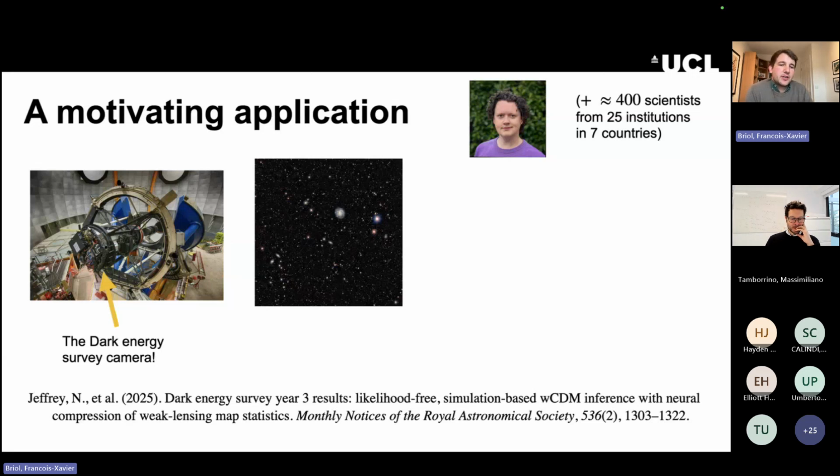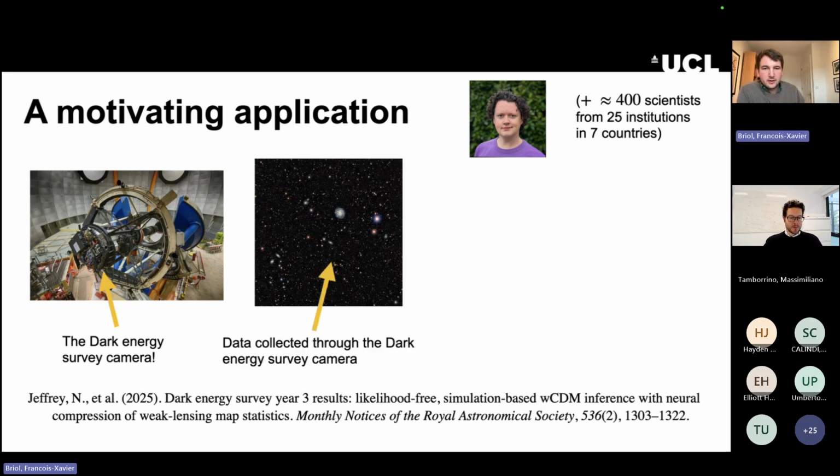The sort of things that the Dark Energy Survey is interested in is, for example, the proportion of dark energy. So I'm not an expert in cosmology, so I can't tell you all the finer details of this, but basically they really care about finding this and they want to estimate this very accurately.